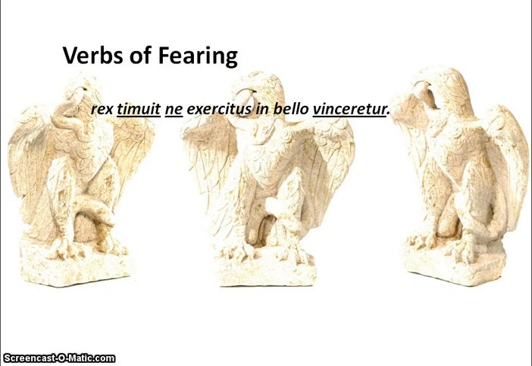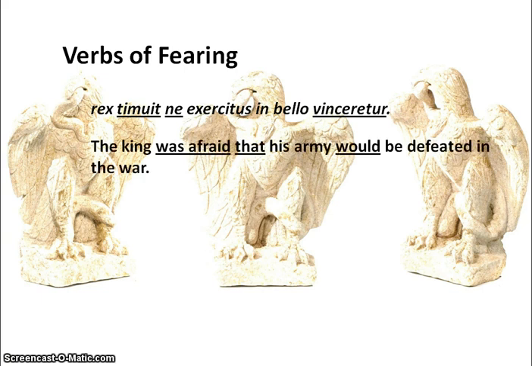So we've got underlined there our part of timeo, timuit, the perfect, ne, and then vinceretur, which is our imperfect subjunctive and passive here, third person singular. So the king was afraid that his army would be defeated in the war. So the nice and straightforward way of translating ne after a verb of fearing, introducing a verb of fearing clause, is just simply that. The king was afraid that his army would, in the future, be defeated in the war.